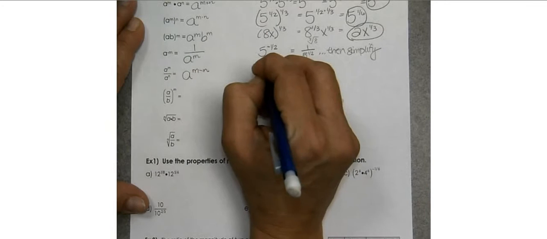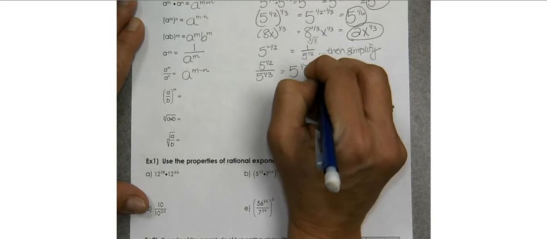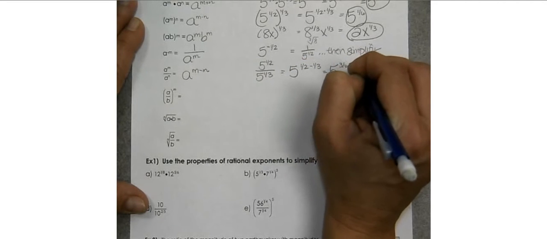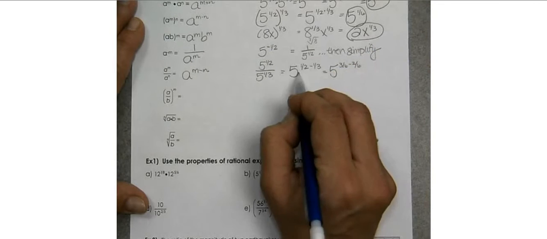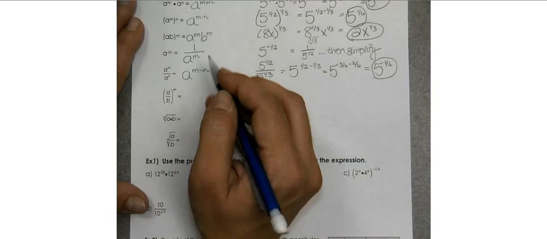When we're dividing powers, we keep the base and we subtract the exponents. So if we had 5 to the 1/2 divided by 5 to the 1/3, that's going to be like 5 to the 1/2 minus 1/3. Again, we can keep the bases the same. We subtract the exponents, we make a common denominator, and then we just simplify from there. If you need help with common denominators and fractions, come after school.